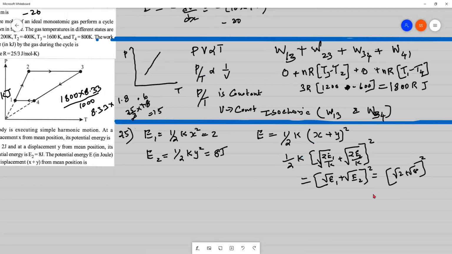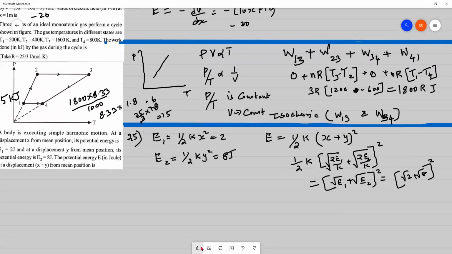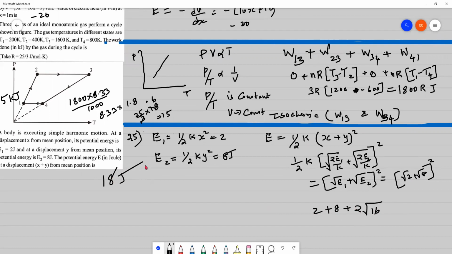You can easily calculate that one. So a plus b the whole square you can use. Root 2 the whole square is 2, plus 8, plus 2 root E1 E2. That is root 16. Root 16 is 4, 4 2s are 8, 8 plus 8, 16, 17, 18. So the answer should be 18 joules. So this is the end of this paper.